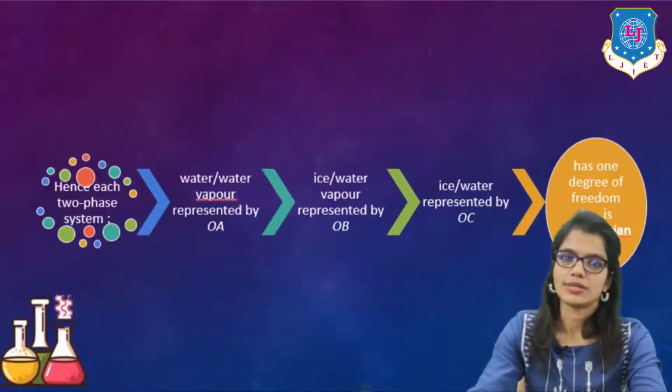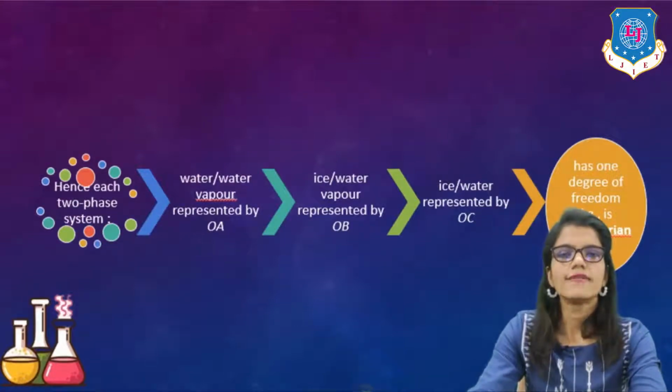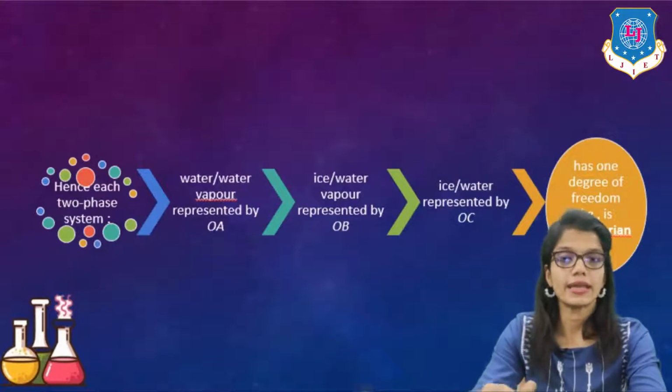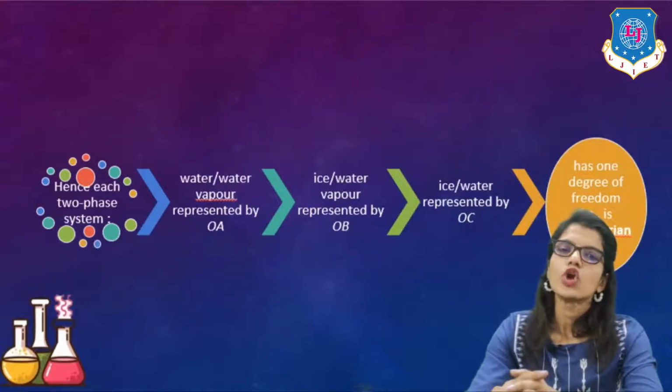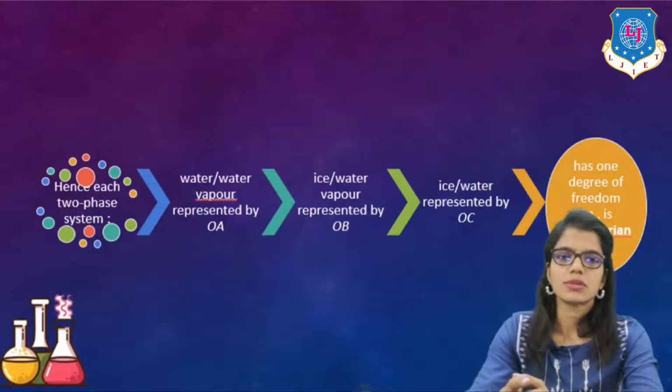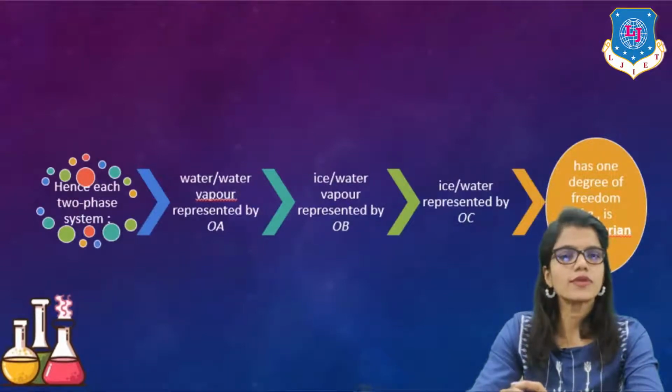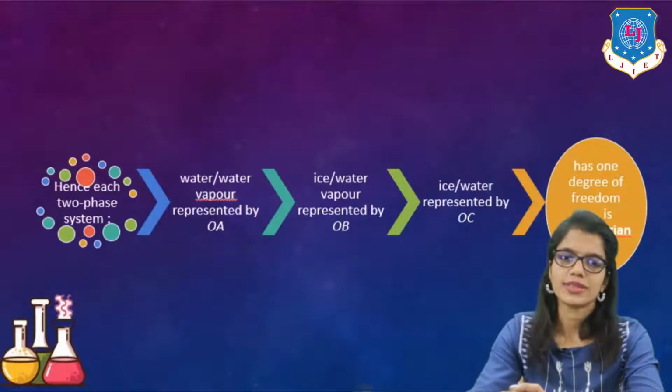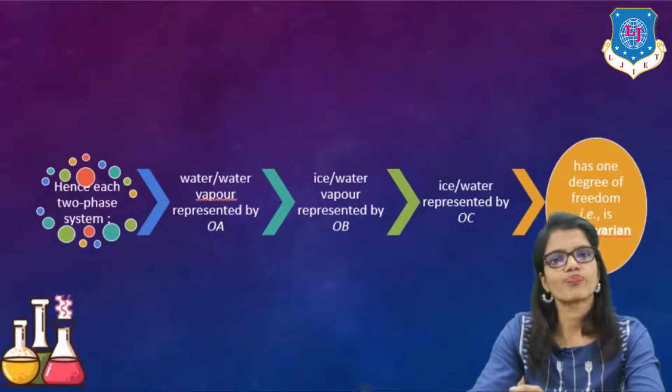In this session, let's start with another feature, which is area. Now, we all know that the water system is a one-component, three-phase system. What do you understand by this? It has only one component, which is H2O. That means it contains only one chemical entity, which is H2O.